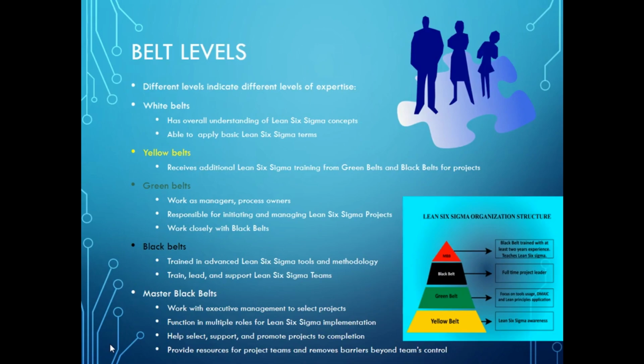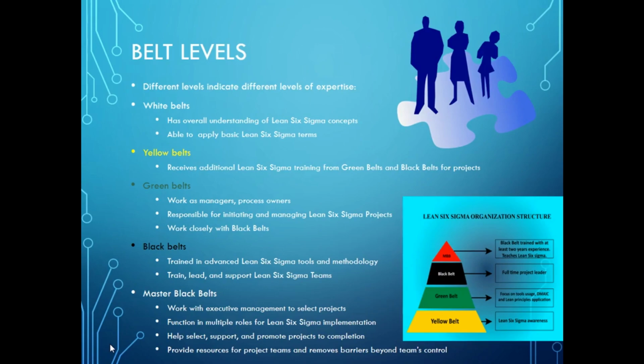Black belts are trained in advanced Lean Six Sigma tools and methodology. They normally hold full-time positions in Lean Six Sigma organizations. They train, lead, and support Lean Six Sigma teams. They train and support both green belts and yellow belts. They function in multiple roles for Lean Six Sigma projects, where they act as coach, mentor, teacher, leader, and content expert.